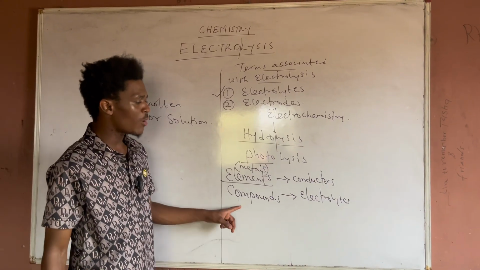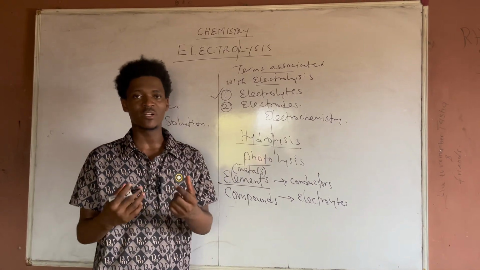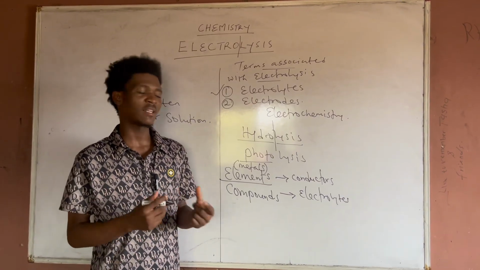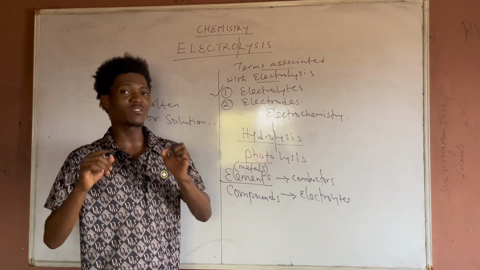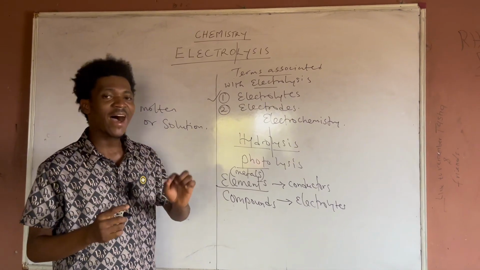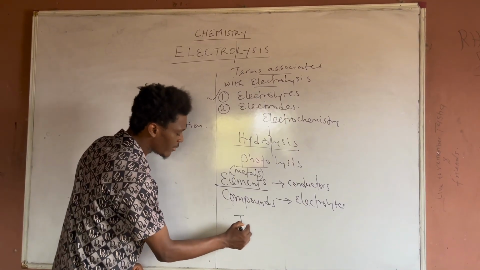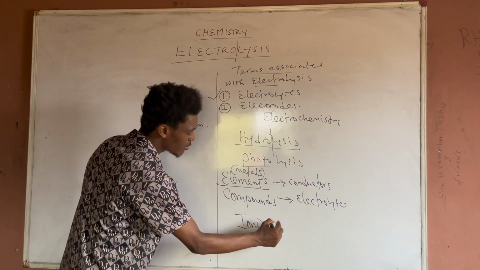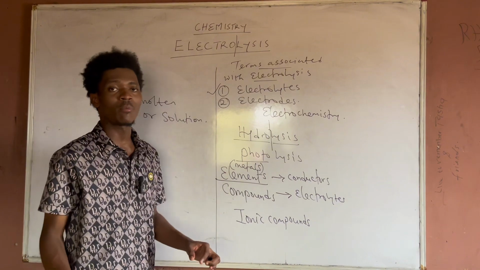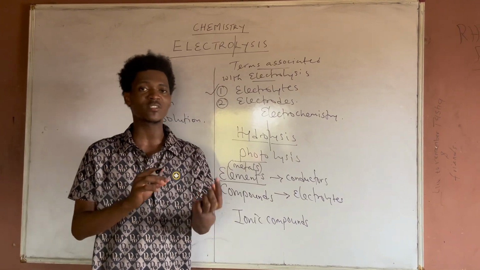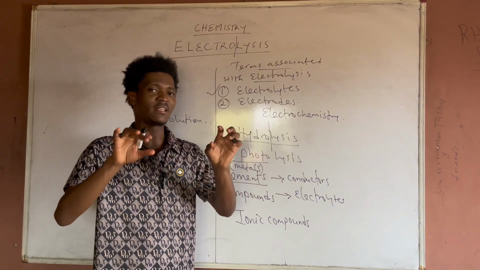So what are those compounds that allow the passage of current through them? It is not all compounds that allow the passage of current through them. The specific compounds that allow the passage of current through them are usually in the form of ionic compounds. When we say ionic compounds, we are referring to compounds that, when current is passed through them, can split and then form charges.